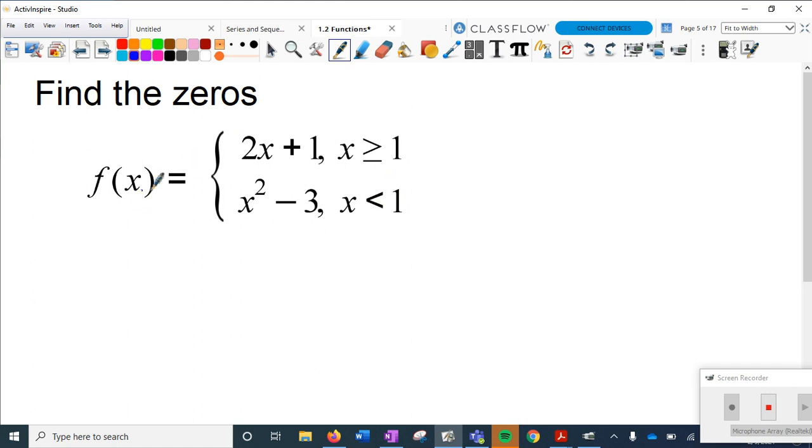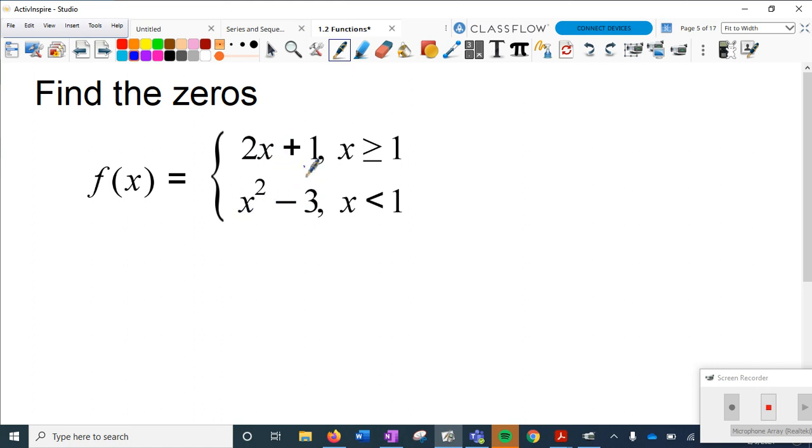In order to find the zeros, remember, this is all one function. We use this piece for this condition. We use this piece for this condition. It's possible that there's an x that makes this turn into 0, and it's possible there's an x that makes this turn into 0. So we could be looking at having multiple solutions.